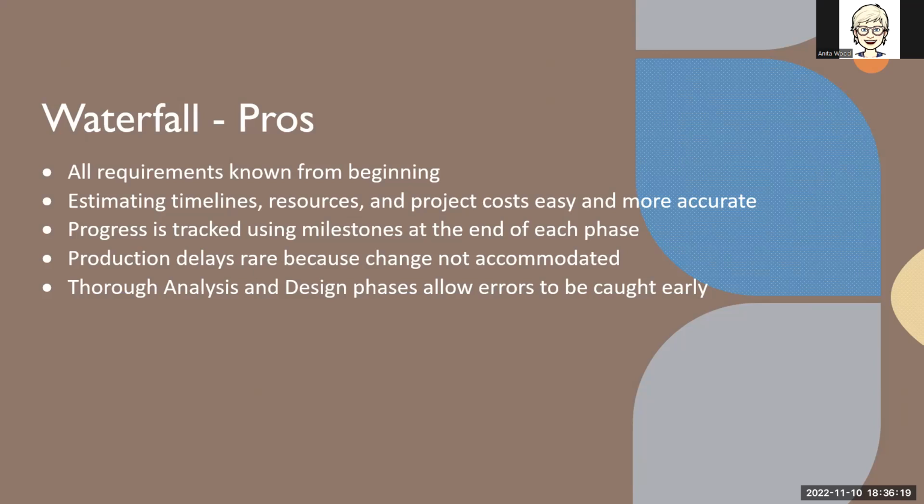strengths. All the requirements are known from the beginning. With all the necessary data and requirements up front, estimating timelines, resources, and project costs is much easier and more accurate. Now, progress is easier to measure because it has clearly defined milestones, since the waterfall employs such a structured approach. Production delays are rare, since the customers do not have constant input into the process after the first phase is complete. And really, that means we are going to keep some of their changes at bay.